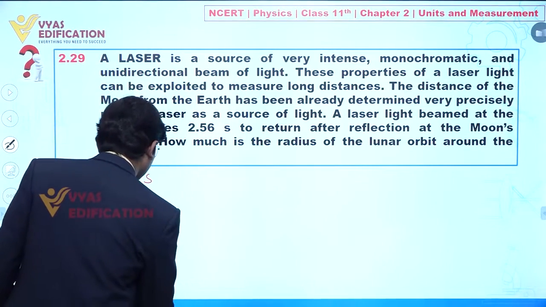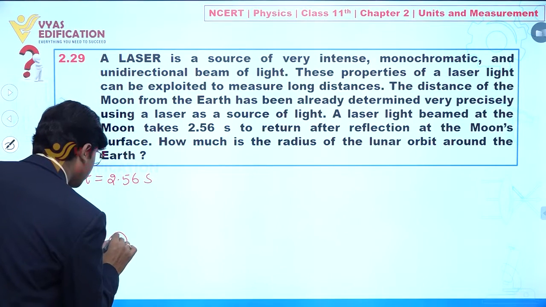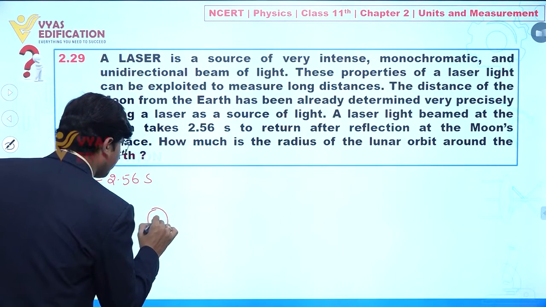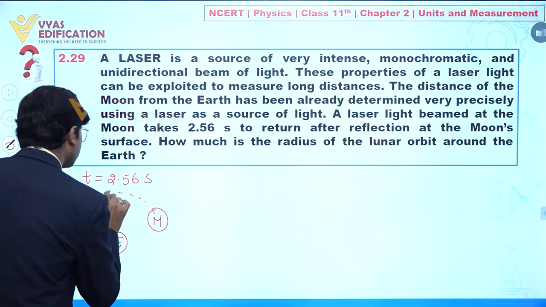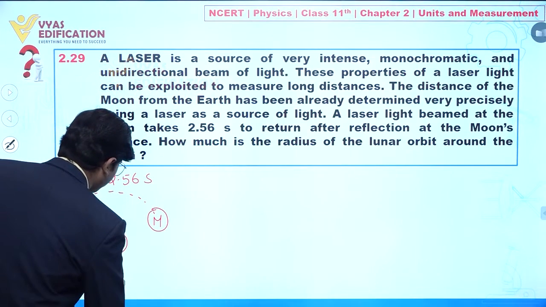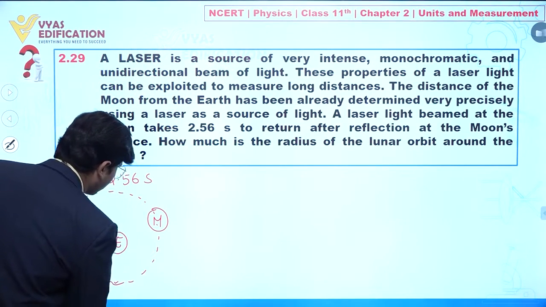Let us try to understand the given situation. Let's suppose this is earth, and let's suppose this is moon. Definitely you know the moon is actually revolving around earth, because the moon is a natural satellite of earth.